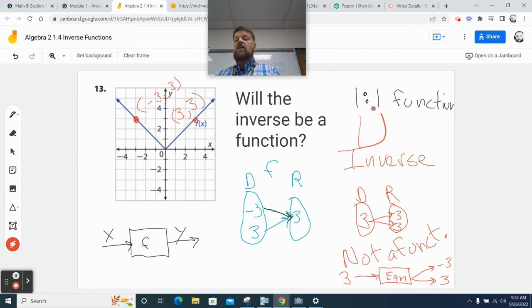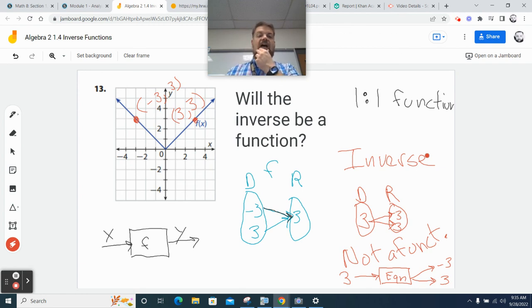Because when I talk about the domain, 3 is one number on the number line that maps to two separate numbers. So I have to only list it once. We don't list the numbers more than once. Does that make sense? Okay.